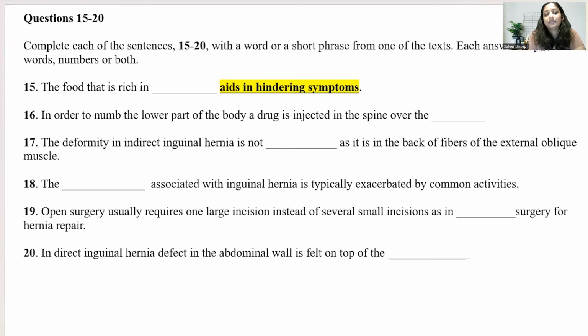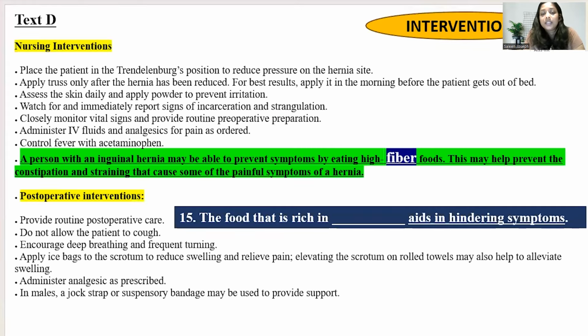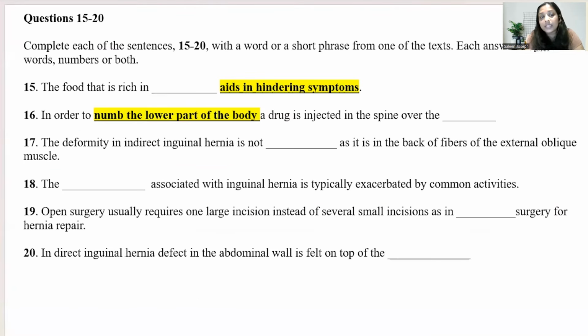15th one. The food that is rich in dash aids in hindering symptoms. Fiber. Because it says rich in, high in, that means fiber. Okay. Fiber foods. Good. So I don't need to explain more, right?